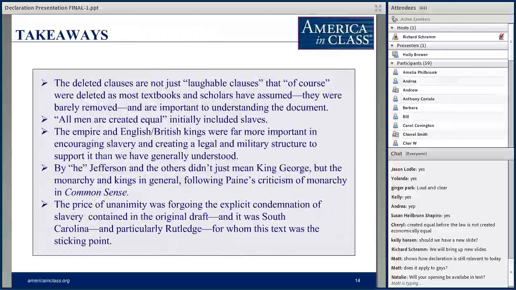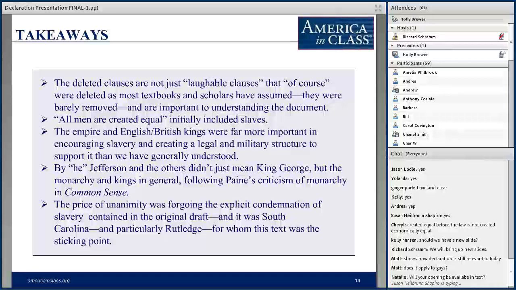So here are some takeaways that I'd like you to think about. I'm reading some of the notes as I'm talking, just to see if there's anything I need to answer. First of all, deleted clauses are not just laughable clauses, that of course they were deleted, as most textbooks and scholars have assumed. They were barely removed, and we'll talk about how, and are important to understanding the document. And initially, all men are created equal did include slaves. The empire and British kings were far more important to encouraging slavery and creating a legal and military structure to support it than we have generally understood.